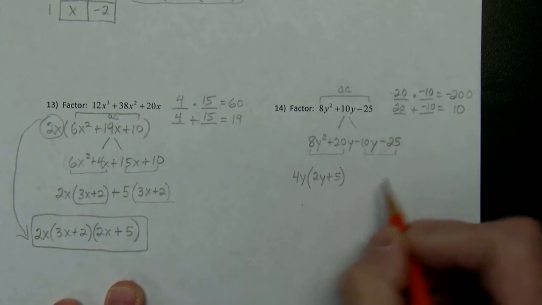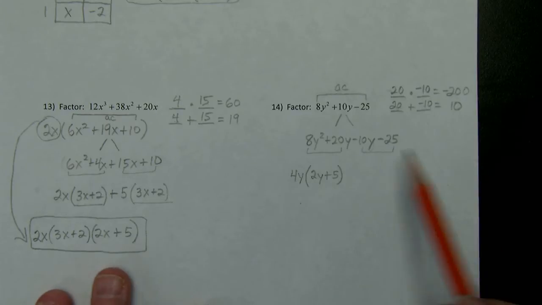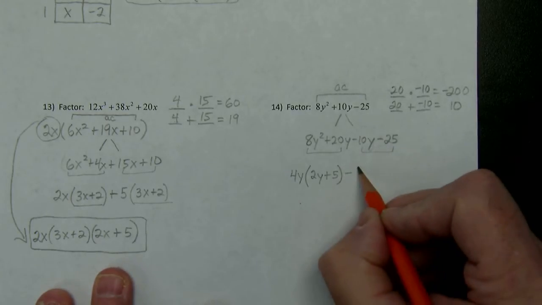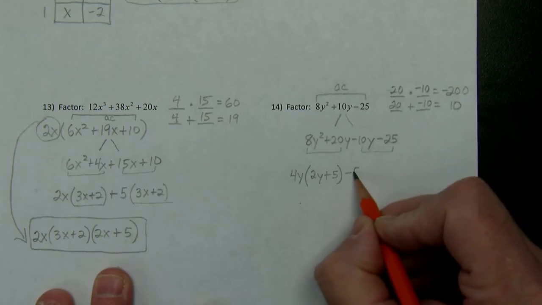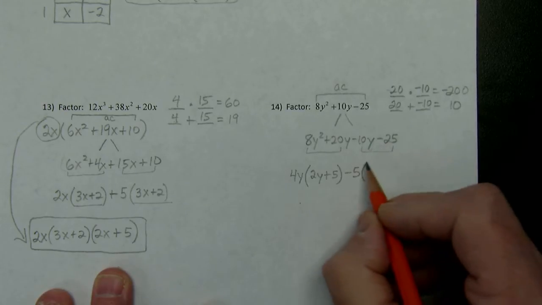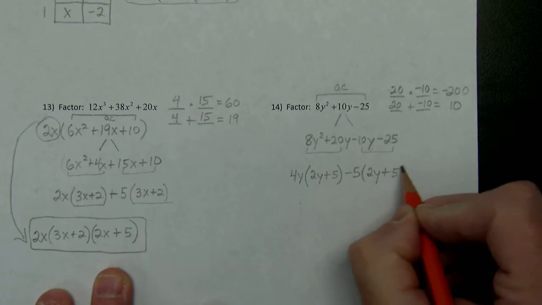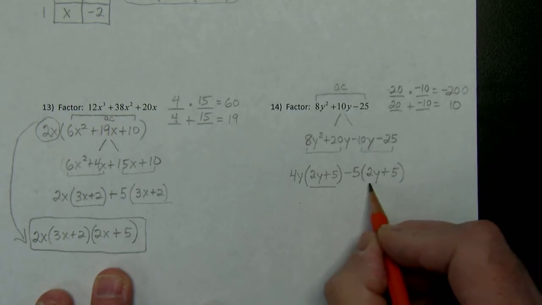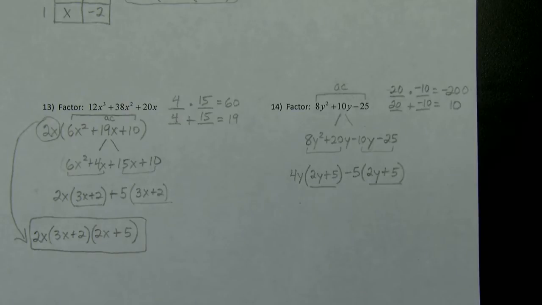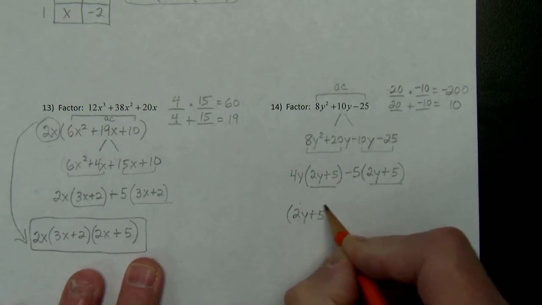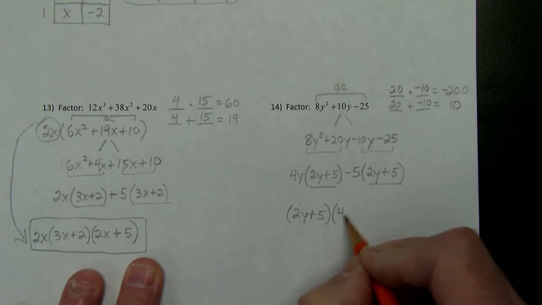So we hope to get a 2y plus 5 out of the other side. But notice they're both negative, so we're going to have to factor out a negative number. And that greatest common factor would be a 5. So if we factor out minus 5, we get 2y plus 5, which is what we wanted, because now they match. And so we factor out the 2y plus 5. And what's left is 4y minus 5.